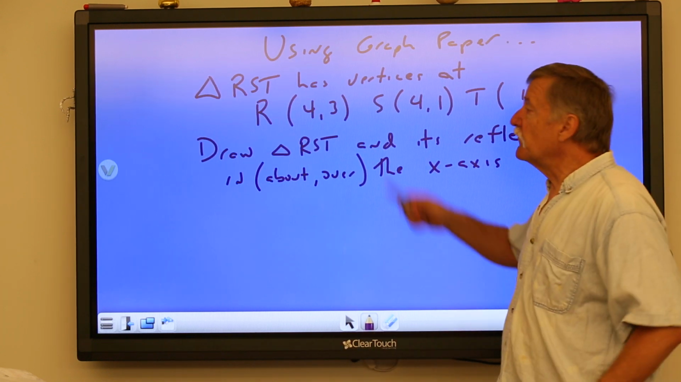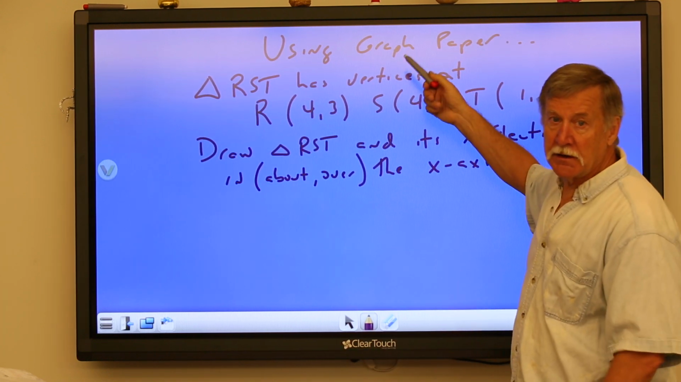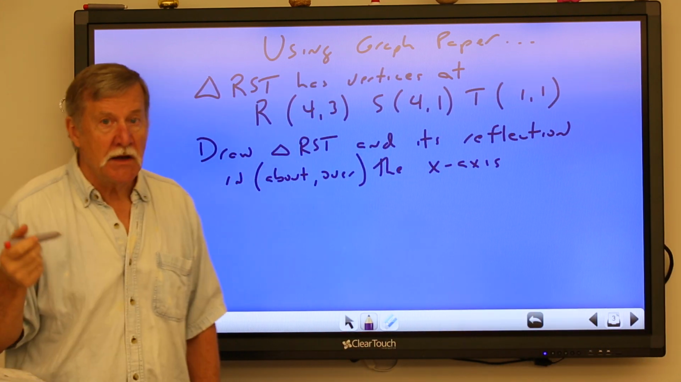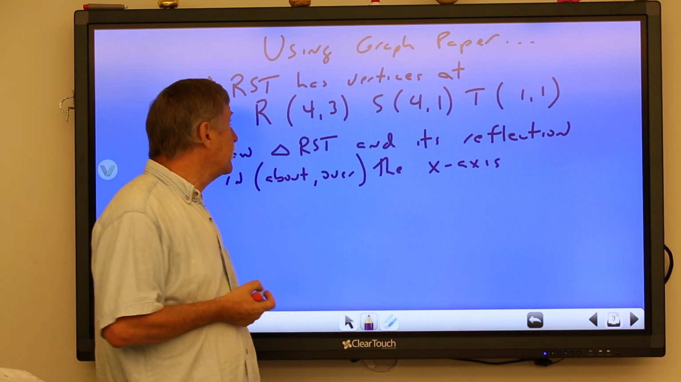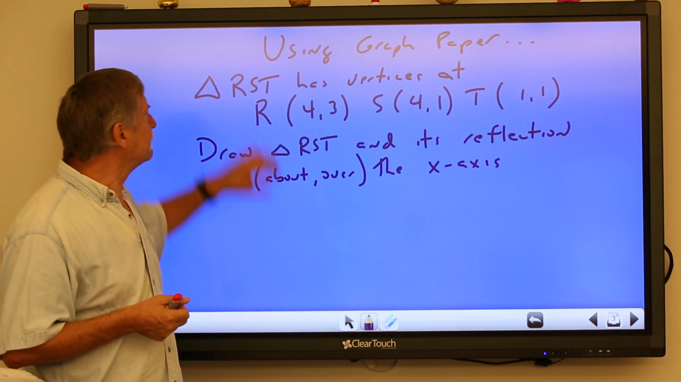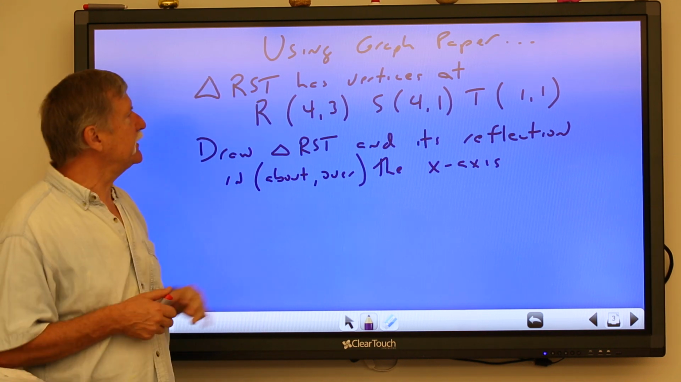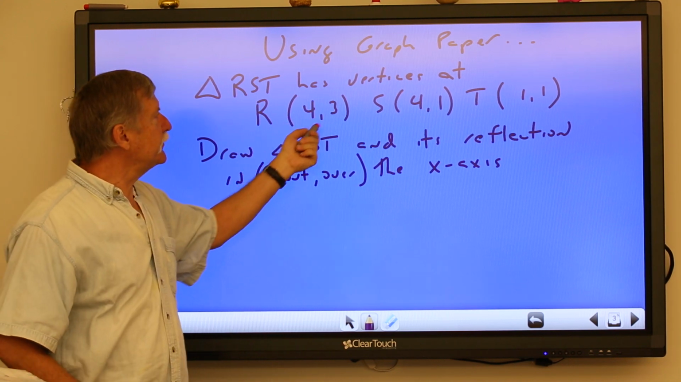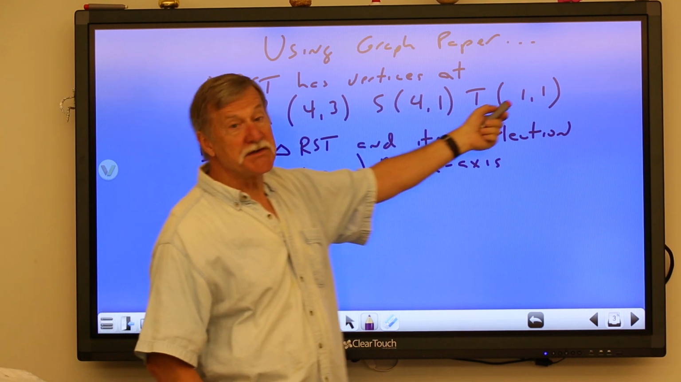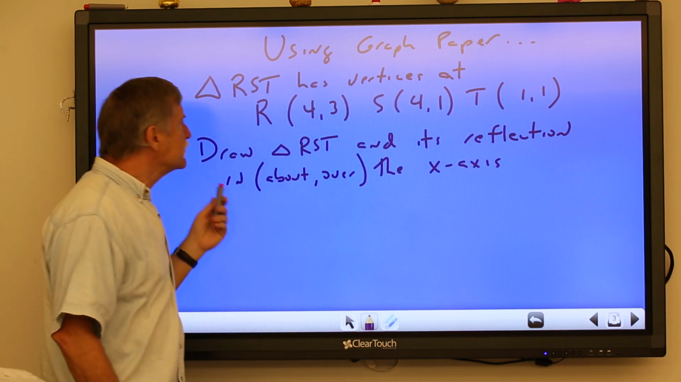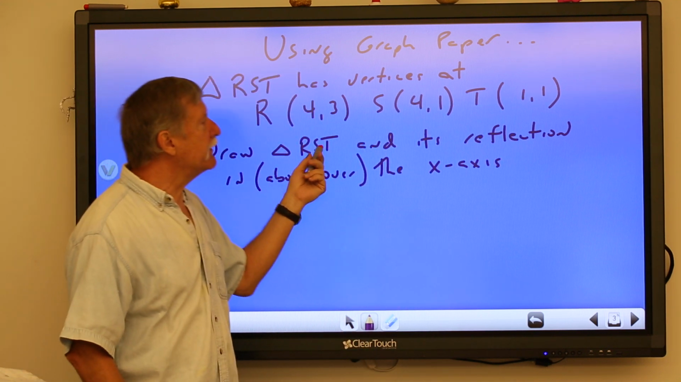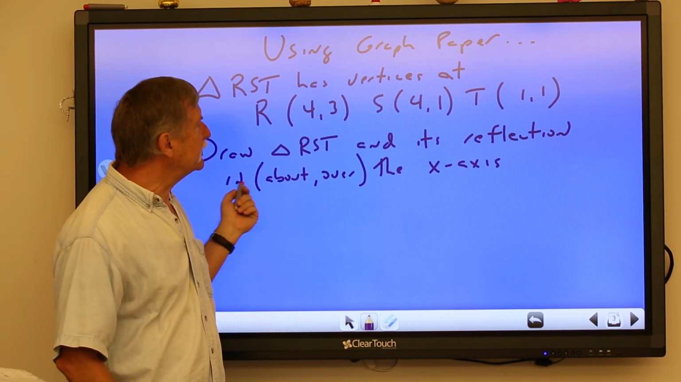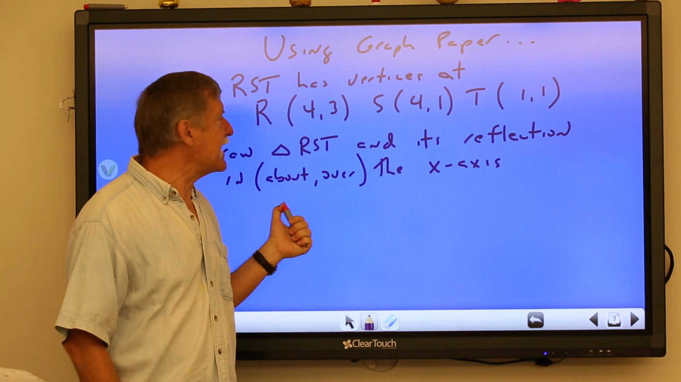All right, so first of all, you want to use graph paper. All right, attached to this homework, you will find graph paper that you can use. I would definitely want to use graph paper on this. And you'll see things like triangle RST has vertices, points, right? Point R is at 4, 3, S is at 4, 1, T is at 1, 1. All right? Draw triangle RST on graph paper and its reflection, the book says in the x-axis.